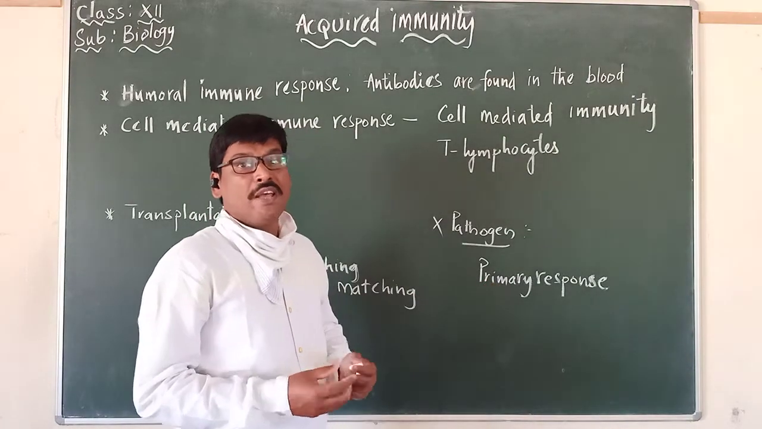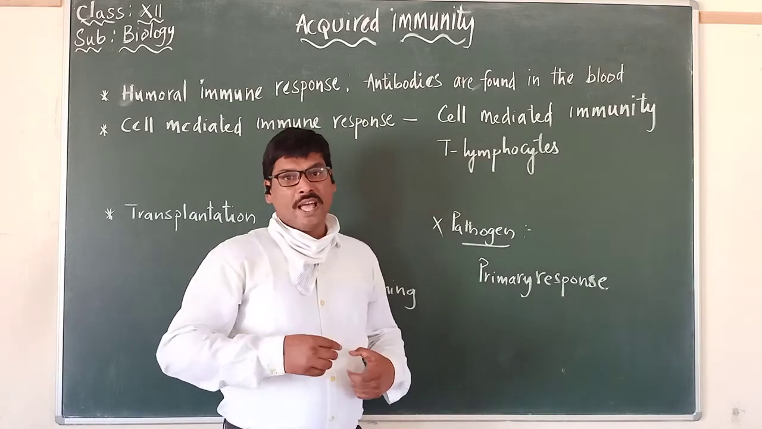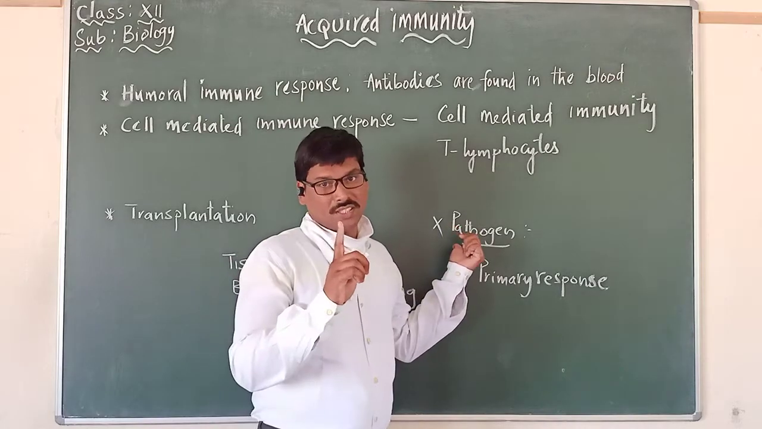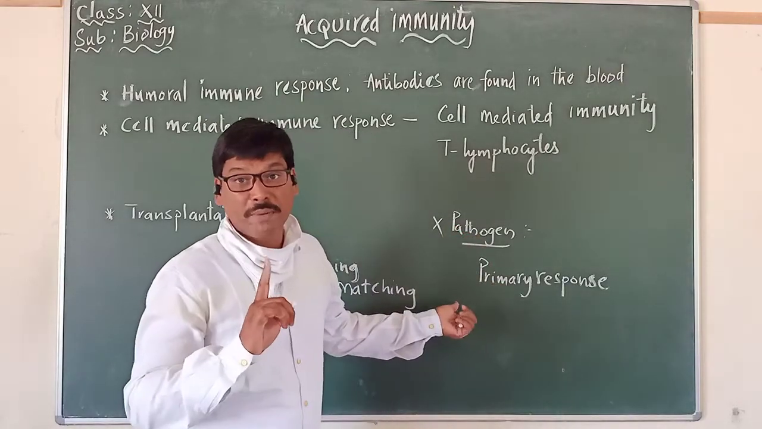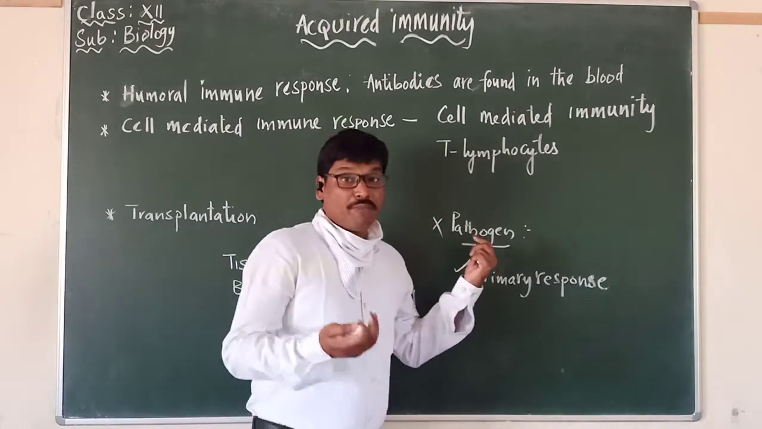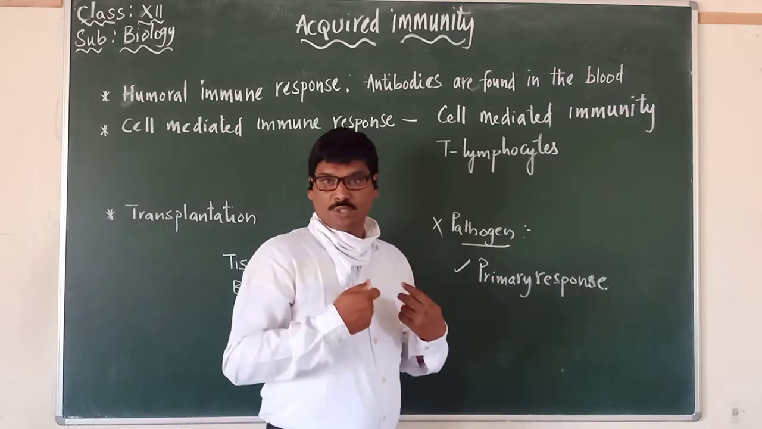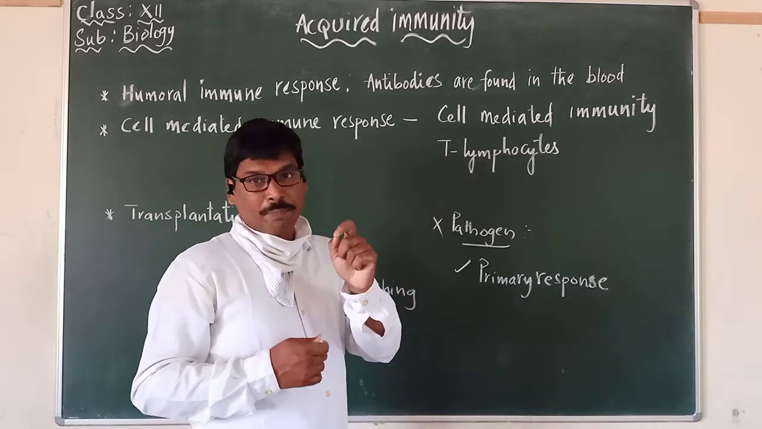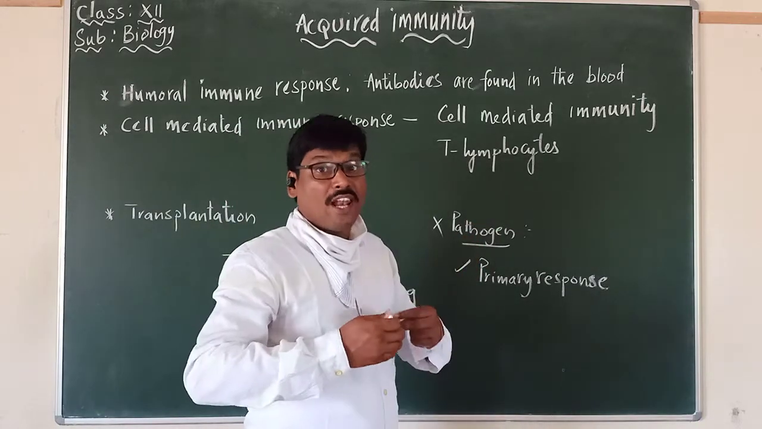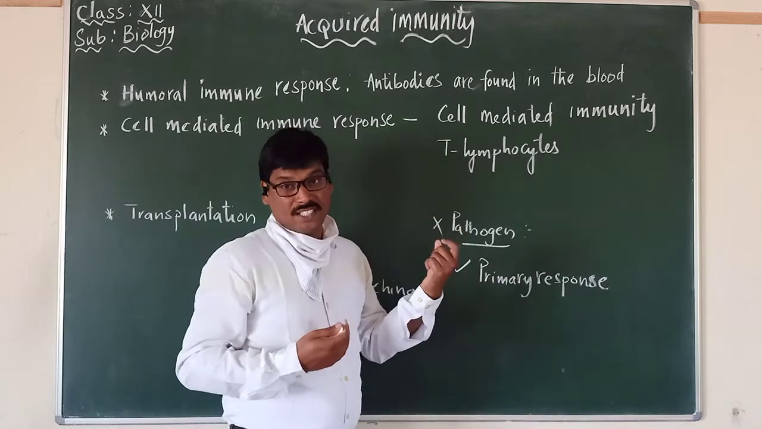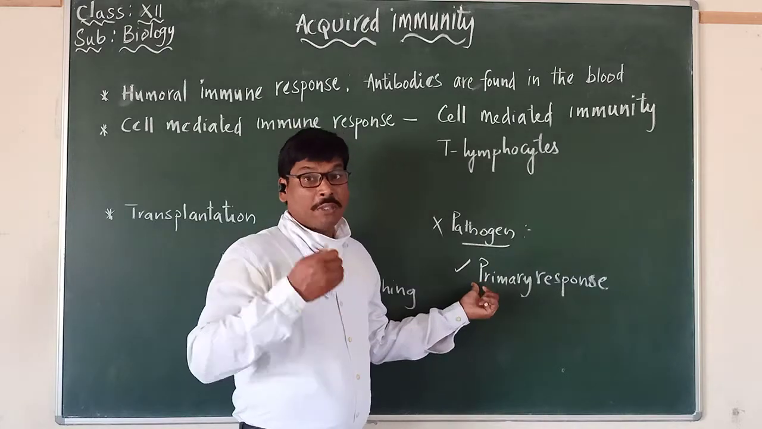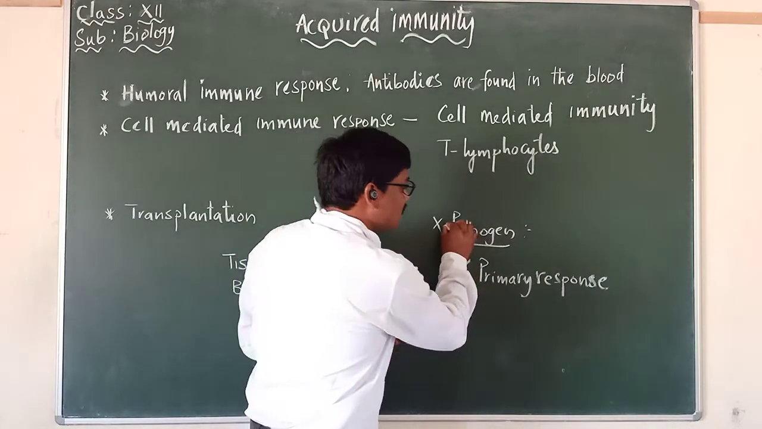What is the primary response? When a pathogen enters the body, our immune system encounters it and destroys it. This process is called the primary response. One more point to keep in mind is that when a pathogen enters our body for the first time, the severity of the disease will be more, so it may take a long time to cure. Even then, we call it the primary response. So the pathogen is destroyed now.